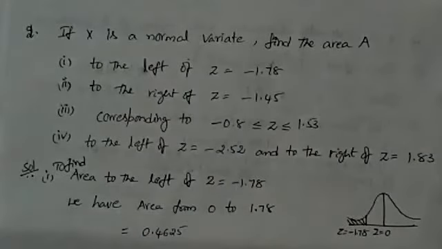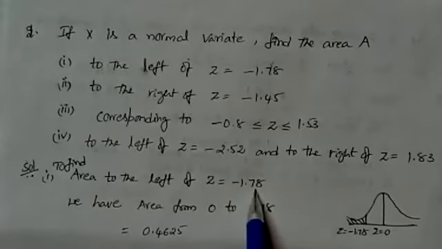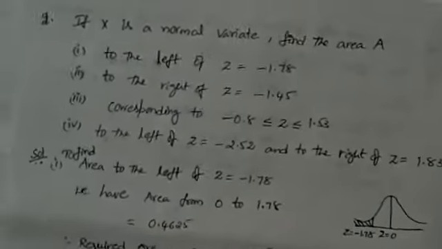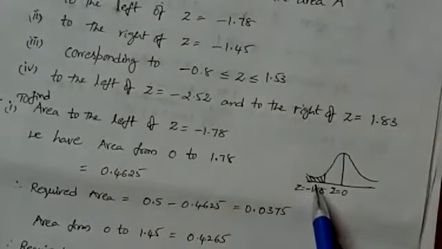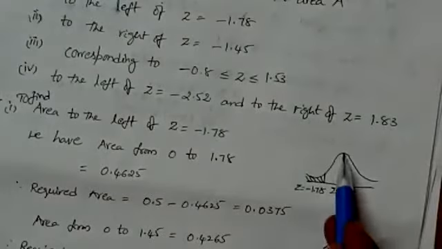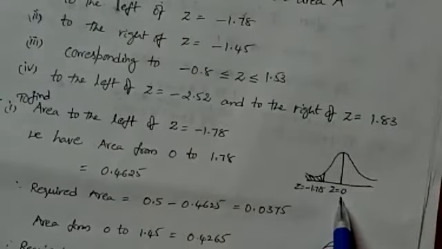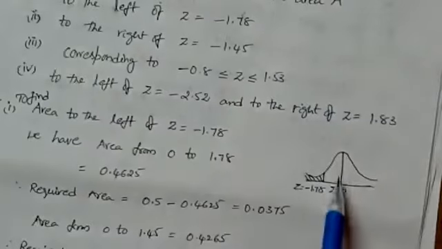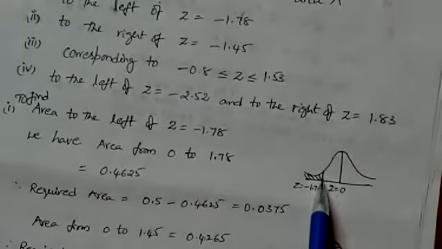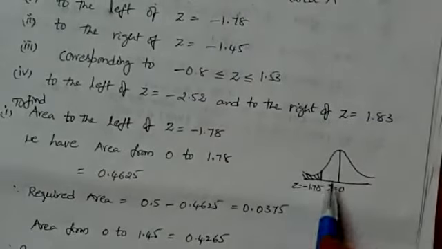First question: to find the area to the left of z equal to minus 1.78. First you have to locate where the z value is on the graph, the normal curve. So this is the normal curve. In this, the symmetrical line is always z equal to 0, and in the first question the value is given as negative. So I have drawn z as minus 1.78 on the left side of that symmetrical line.